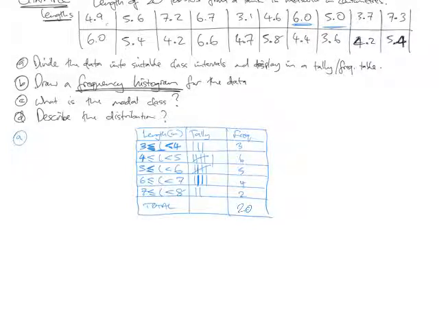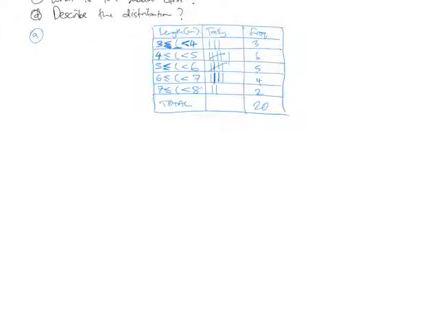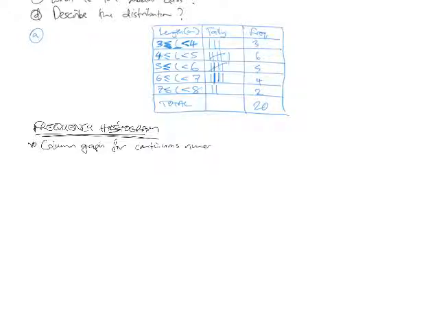Okay, so we've done that frequency table there. Now draw a frequency histogram. So this is a new thing that I teach you, because you wouldn't have ever heard of a frequency histogram. You may have heard it. A frequency histogram is just a column graph for continuous numerical variables.